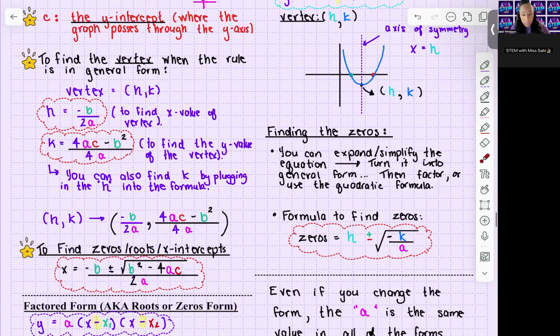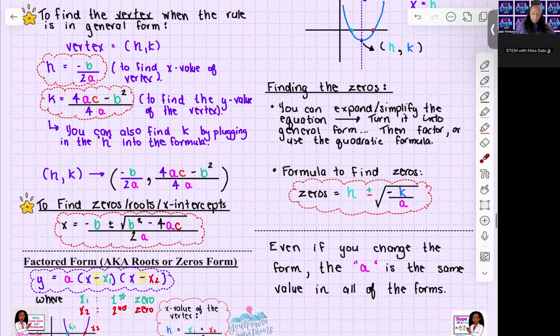But some kids like formulas, they feel more safe. So that's the formula for the k, but I find students always mess up the math somehow and get the wrong value. So I say find h, use that formula, negative b over 2a, which is easy to remember, and then substitute that value into your original formula. You also have this formula, which is the quadratic formula, which is what you used to find zeros before you started studying the quadratic function. This is used to find the zeros when you have the rule in general form, okay?